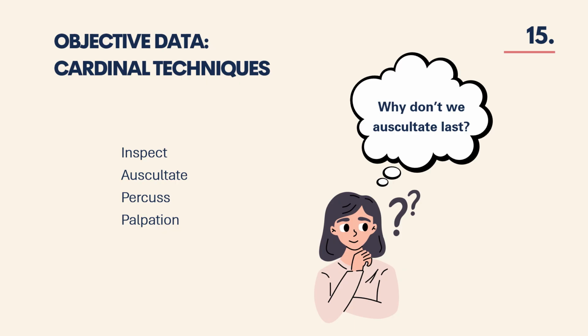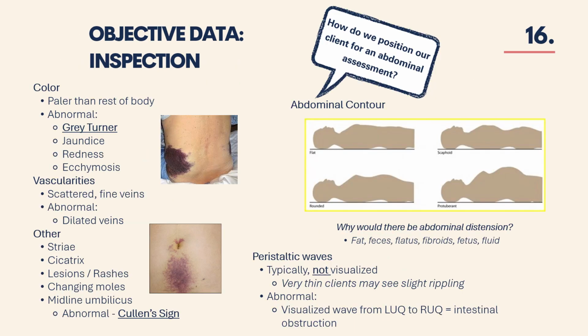As always, we typically inspect, then palpate, then move into percussion and auscultation. With this though, we'll inspect, we'll look at that abdomen, listen, percuss, and then palpate. So first we have inspection. So abdominal inspection. So how do we as nurses position our clients for an abdominal assessment?